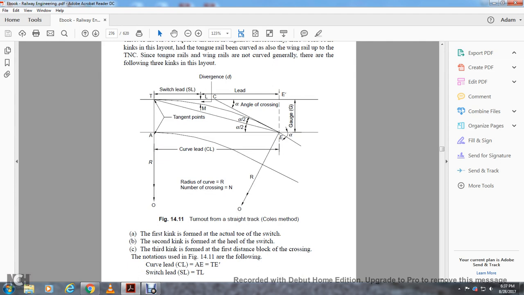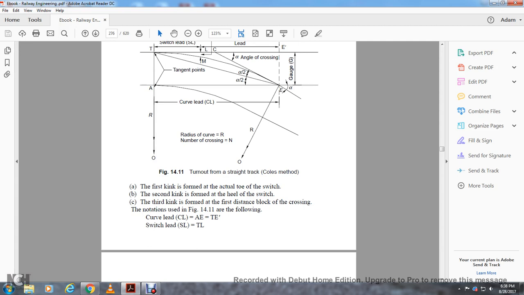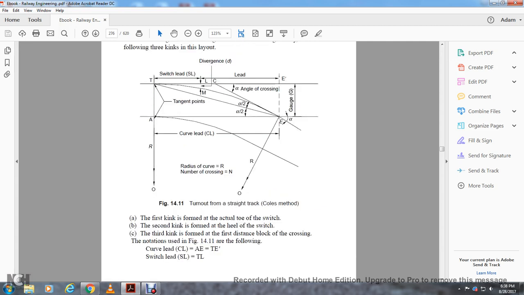Figure 14 shows the turnout off a straight track: switch lead, tangent points, heel divergence, angles, gauge, R the radius of the curve, number of the crossing, curve lead, tangent points, angle of crossing, switch lead, divergence. The first kink forms the actual toe of the switch. The second kink forms the heel of the switch. The third kink forms the first distance block of the crossing.